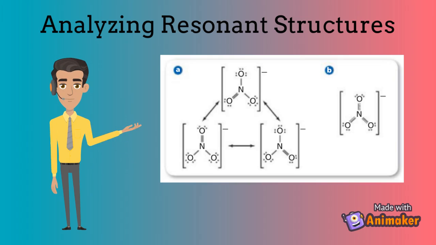The structures stay the same. The actual nitrate ion is like an average of 3 resonance structures. The dotted lines indicate possible locations of the double bond.